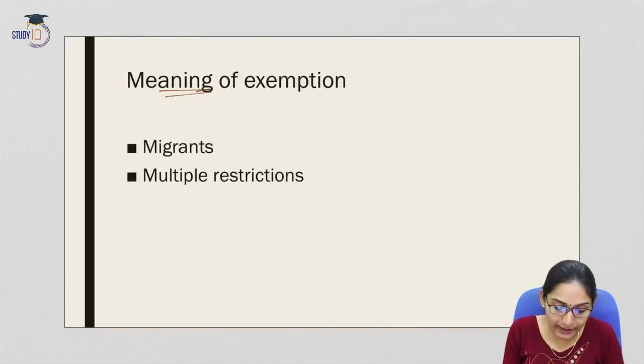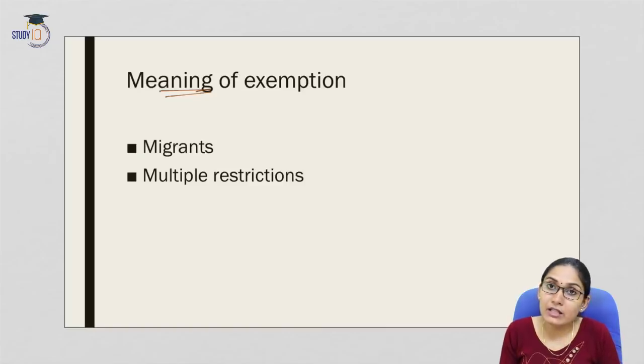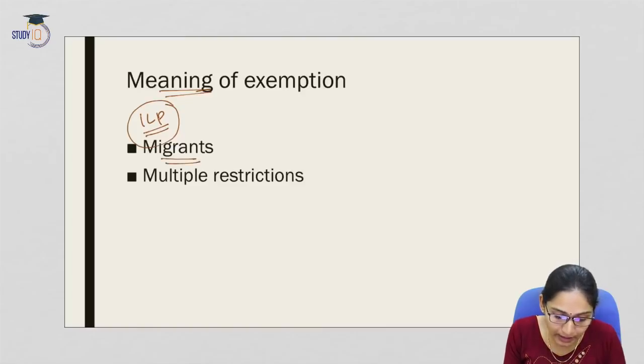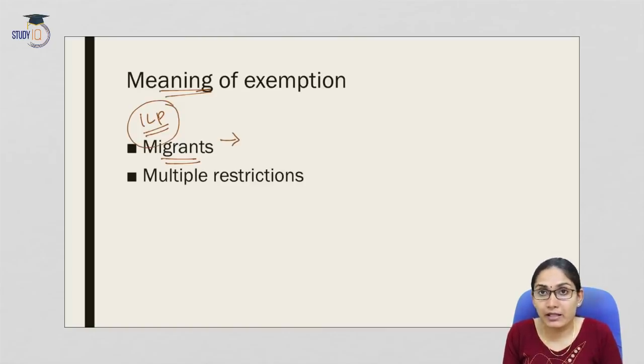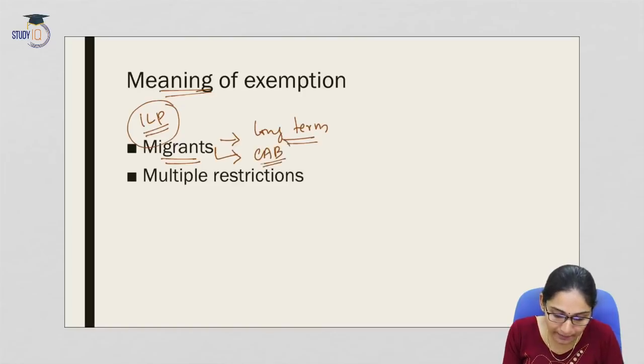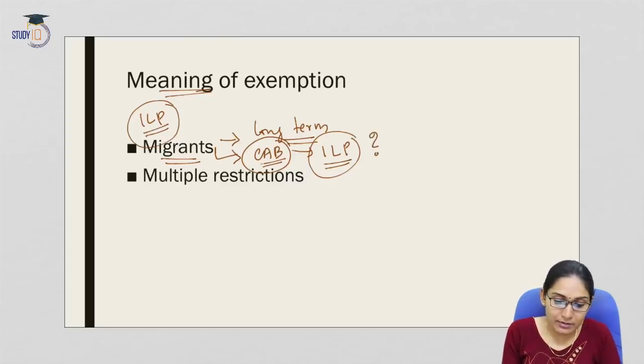Now let us come to the meaning of exemption. What does this exemption mean for the beneficiaries under the CAB, the Citizenship Amendment Bill? When we talk about the ILP states, those states which have an Inner Line Permit, there are already a large number of migrants from other Indian states who live and work there with long-term ILPs. That is, they get permission for a long period in order to work in these Inner Line Permit areas. Now the question here is whether a person who becomes an Indian citizen through the CAB can or cannot apply for such an ILP and work in such states like any other Indian citizen. So this is the biggest question here.